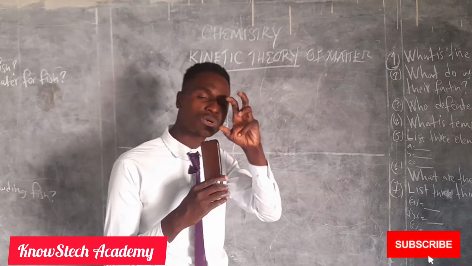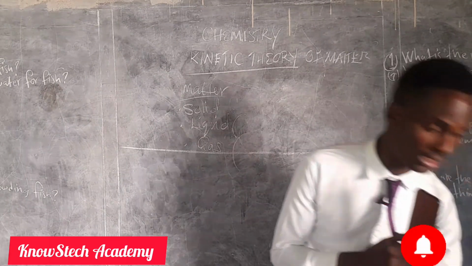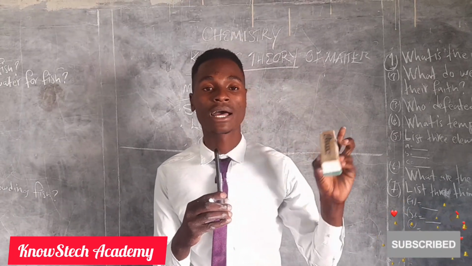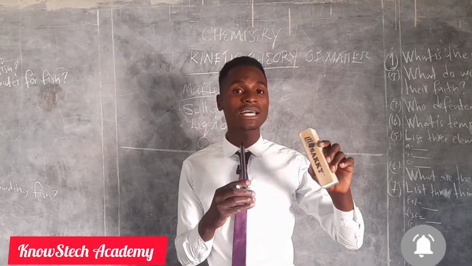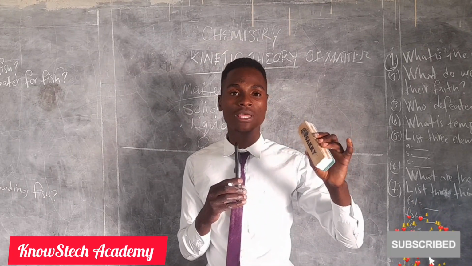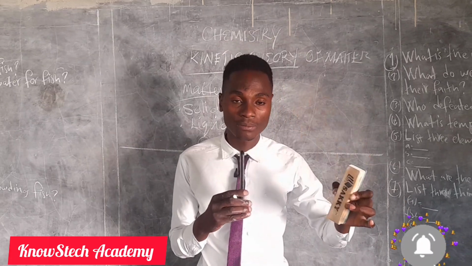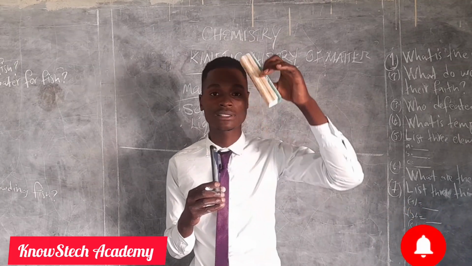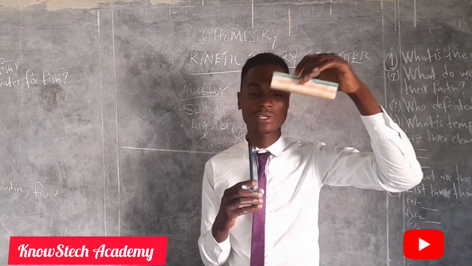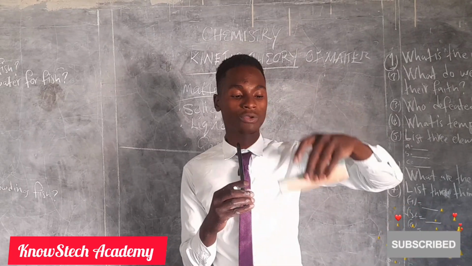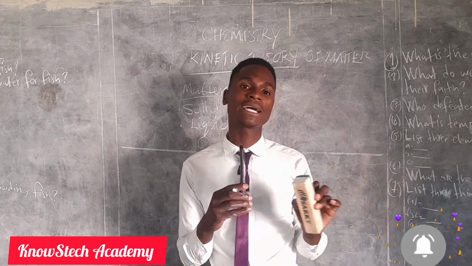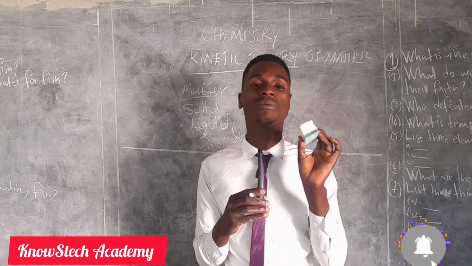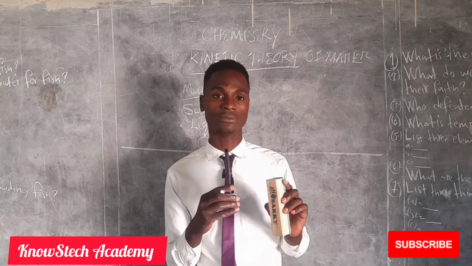How is the volume of a solid substance? Let me use this as an example. The volume of this eraser or duster is fixed. So it has fixed volume. In terms of shape, fixed shape until an external force is applied. The space occupied is also fixed. In terms of compressibility, you can't compress this easily. It's highly incompressible.